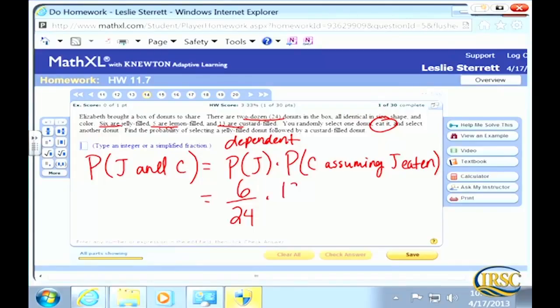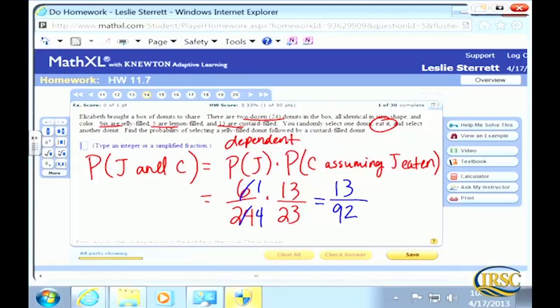Okay, 13 custard over what? 23 donuts are now in the box because you have eaten one of them. There were still 13 custard because you ate a jelly. It didn't affect the number of custard that were in there. Okay, but there are now 23 donuts in that box. All right, we can reduce this. Let's see, 6 goes into 24 4 times. 13 doesn't appear to go into anything, right? So multiplying across, we get 13 over 92.